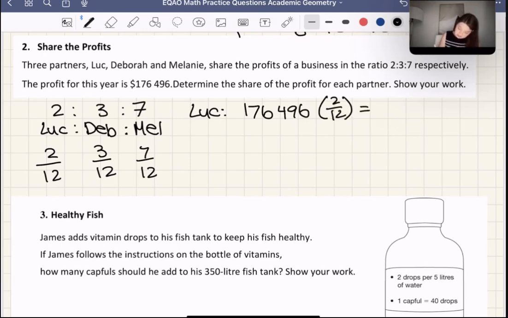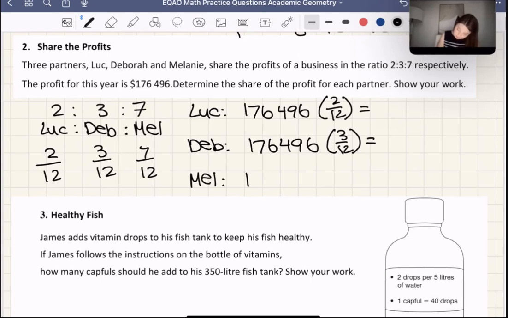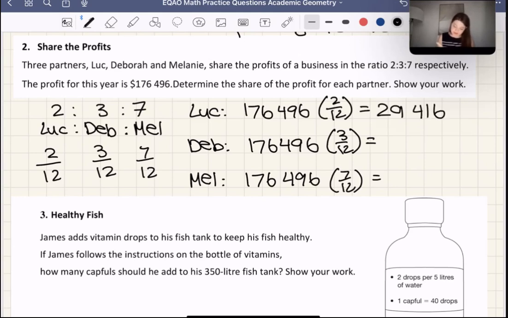And then Deborah would be 176,496 times 3 over 12. And then for Melanie, it would be 176,496 times 7 over 12. And all these answers together, if we added them up at the end, they should add up to 176,496 if we've done this correctly. So let's plug all those numbers in. 176,496 times 2 divided by 12 gives us $29,416.